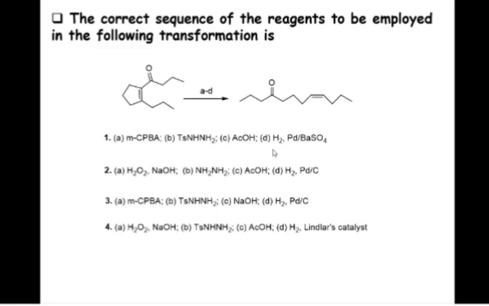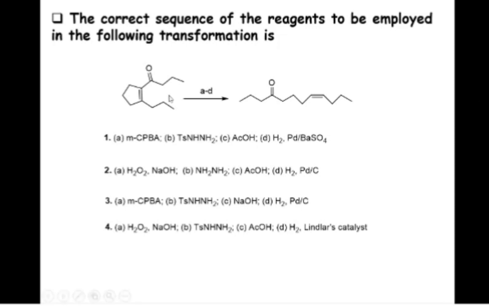Have you studied Eschenmoser? Hello? Sapna, whether Eschenmoser reaction is in your curriculum or not? No, sir. Now you start preparation of that particular reaction, Eschenmoser reaction. Okay, yes.